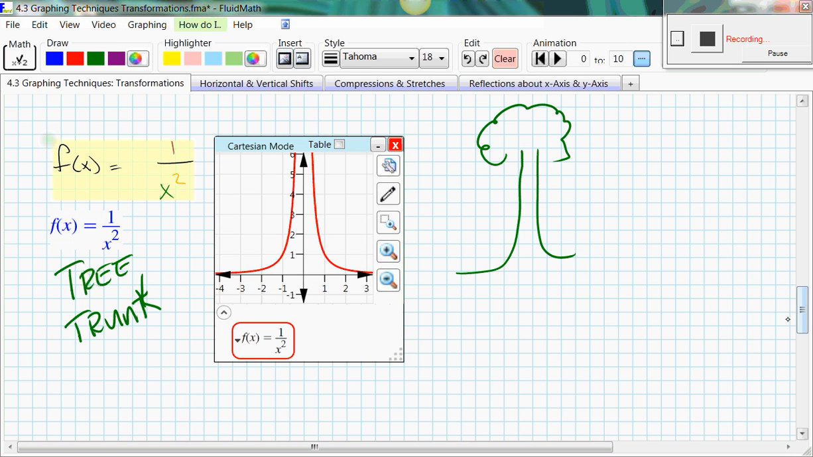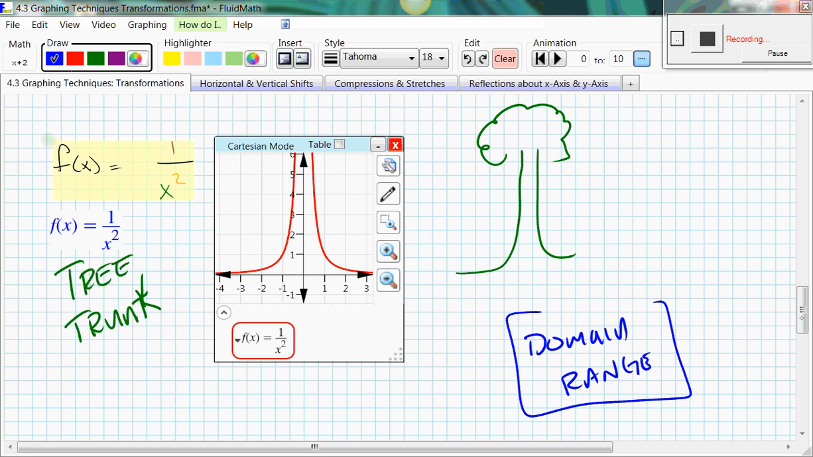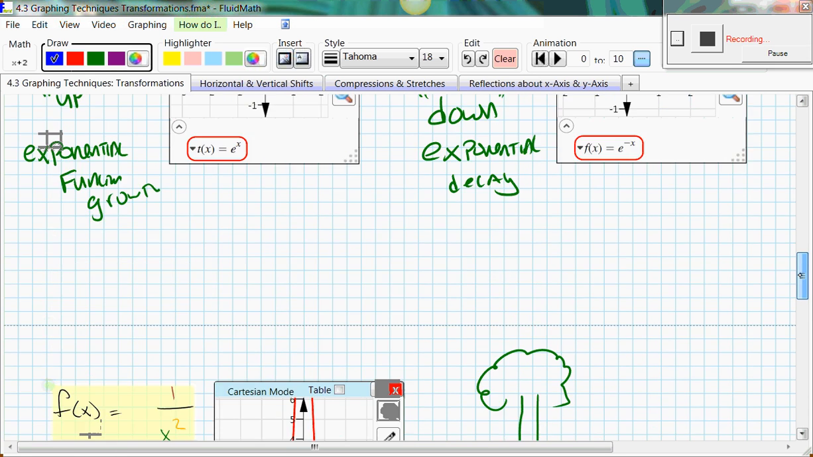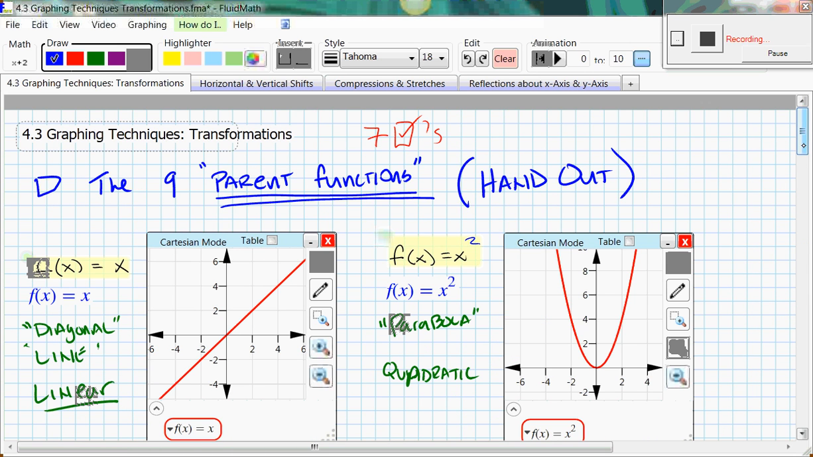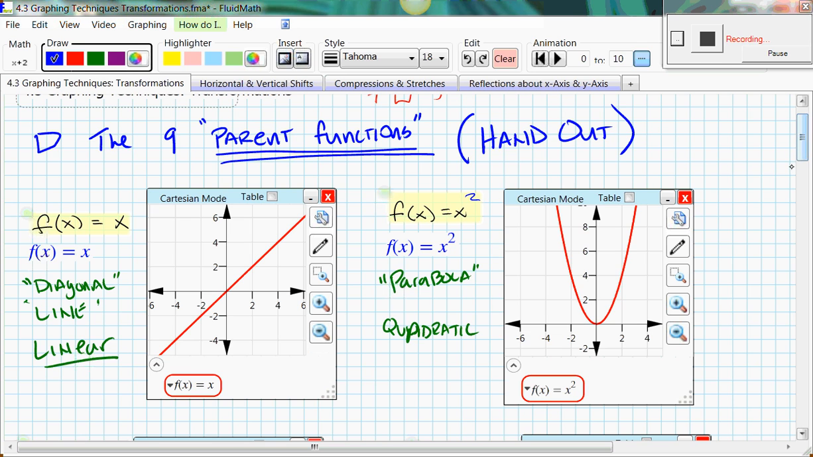Okay, be sure that we can recognize all of the domains and all of the ranges for each of the parent graphs. So I'll leave that up to you. Okay, make sure you can identify all the domains and all of the ranges for each of those parent graphs. Okay, there are 9 parent functions. I'll go over them again real quickly.